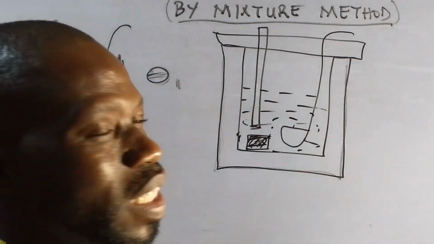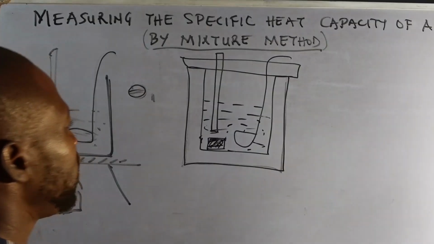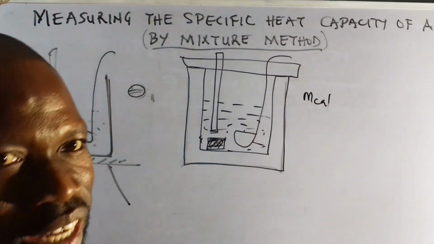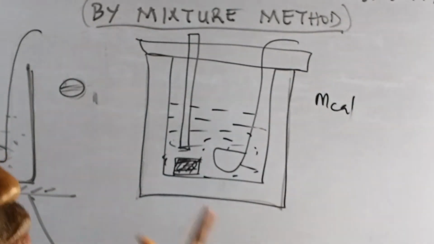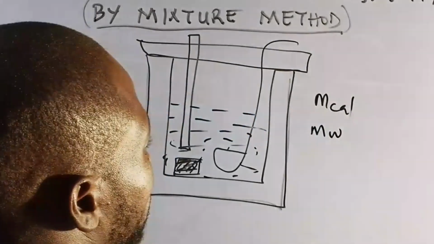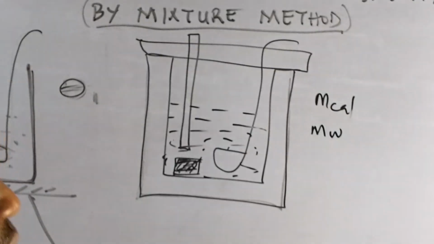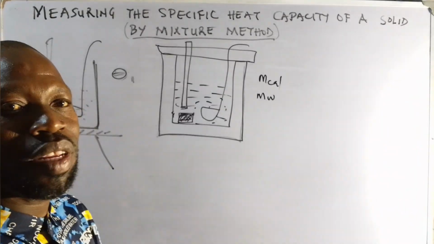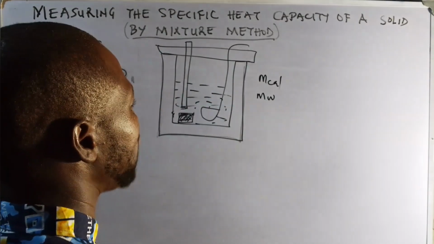Now, the mass of the empty calorimeter will be measured, which will give us m cal. When you pour the water, the mass of the calorimeter with water will be measured. And then when you subtract, you're going to have m water. How do you get the mass of the water? By subtracting the initial mass of the calorimeter from the new mass of the calorimeter with water. So you have the mass of the water.